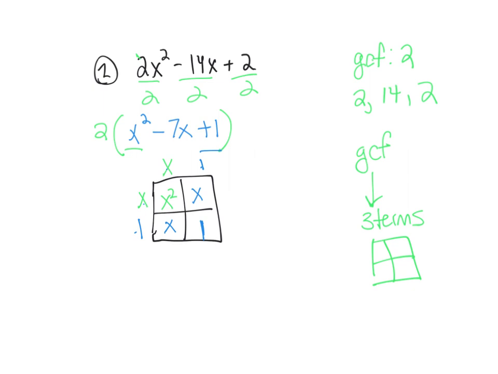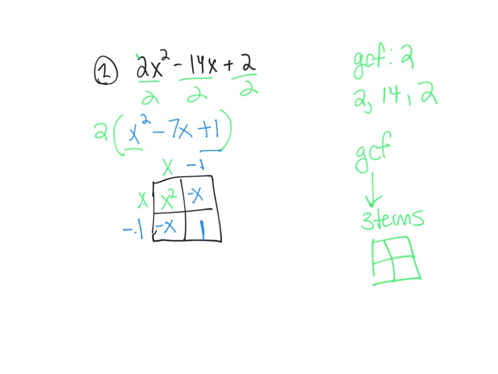If I leave them positive, I'm going to end up with a 1x. If I take and I make both of them negative, I'm going to end up with a negative 2x. This is going to be a problem that we cannot factor any further.